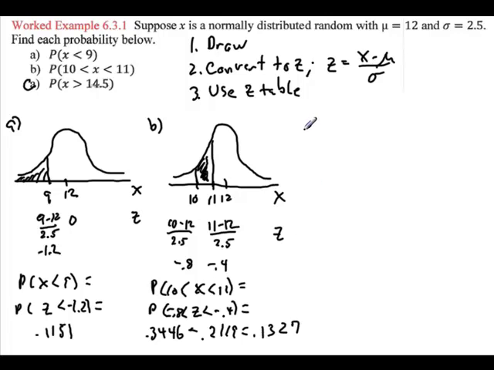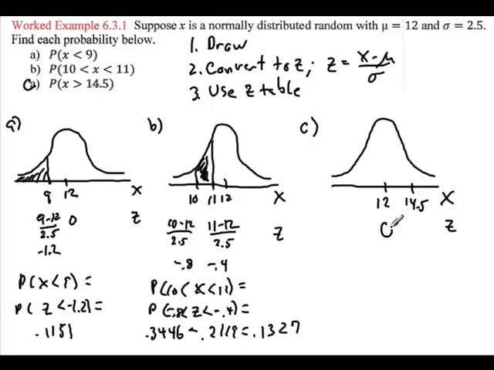Last but not least, part C. Let's find a probability where x is greater than a number, in this case 14.5. So again, start off by drawing. And I recommend drawing just for partial credit on exams and things like that. 12 is in the middle. 14.5 this time is to the right.